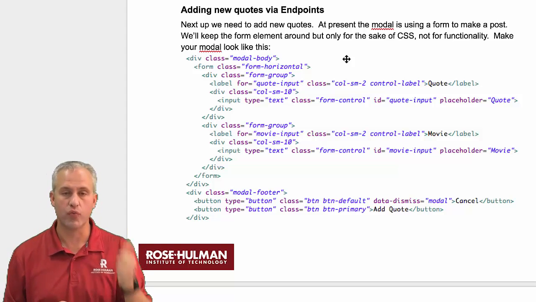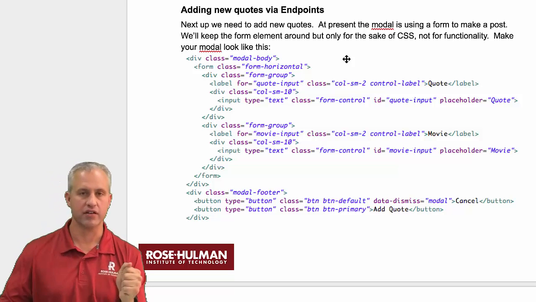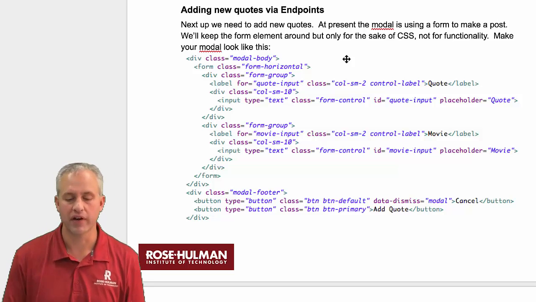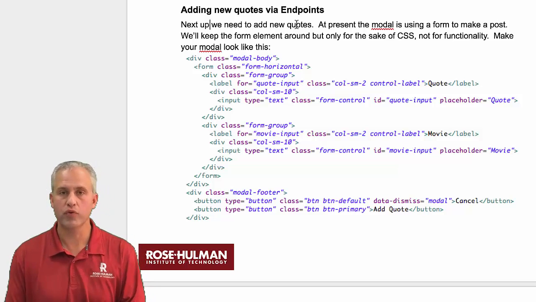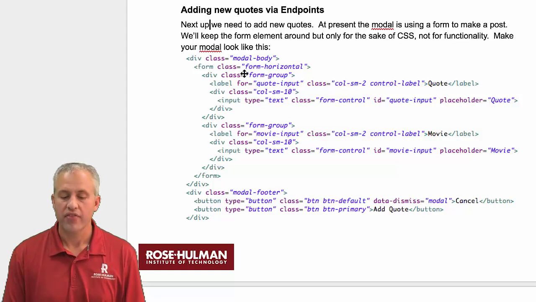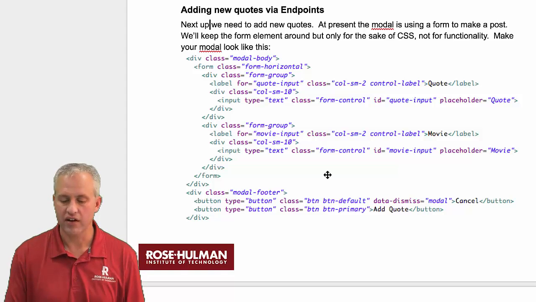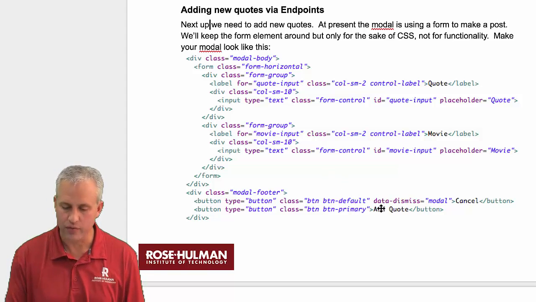We've got read done. We haven't done create or update or delete, but we've got read done, and that's a big one. So next, let's go ahead and add new movie quotes. So create from our static page. The HTML has some information in it. Oh, it looks like this one's missing the data dismiss modal on the add quote.